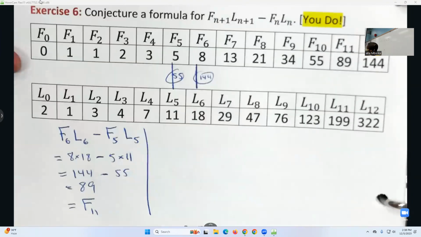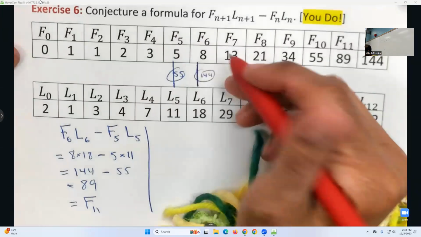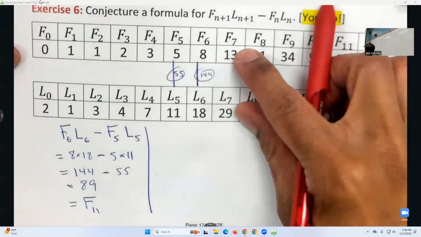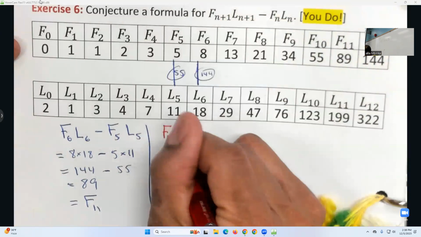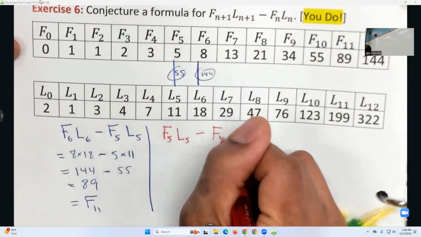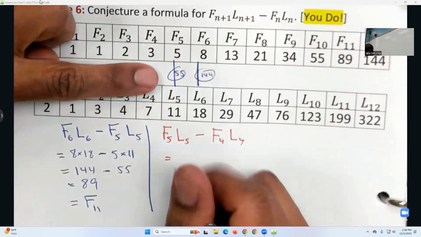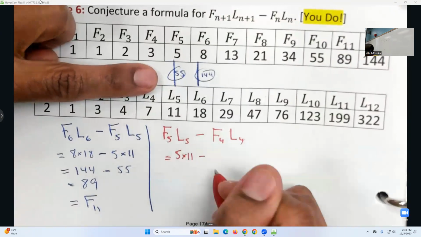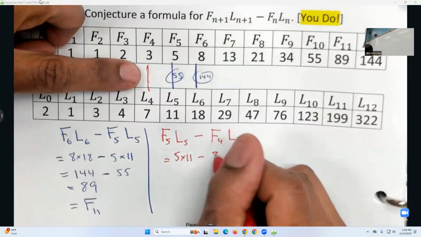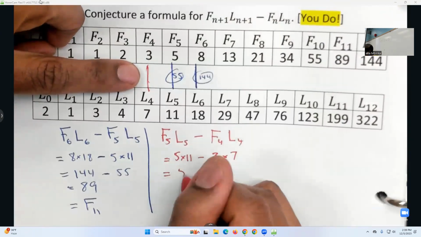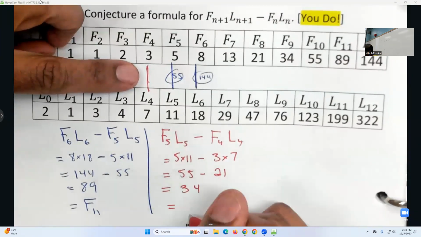Okay, that's one example. Let's do another example with numbers that are not so big. I don't want to multiply 13 and 29, although I could if I wanted to, I just don't want to show off. Let's do these two columns, F5 L5 minus F4 L4. F5 times L5 is still 5 times 11. Now this column we haven't done, F4 times L4 is 3 times 7. So we have 55 minus 21. So we get 34, which happens to be F9.